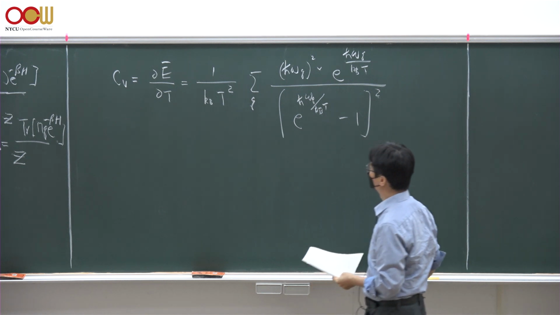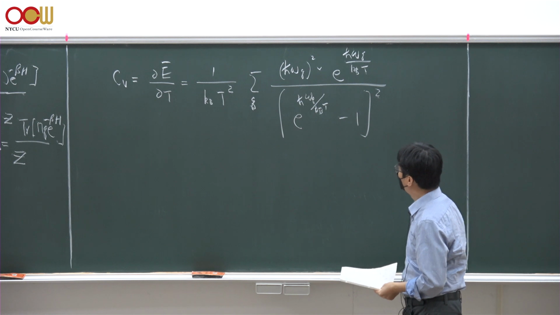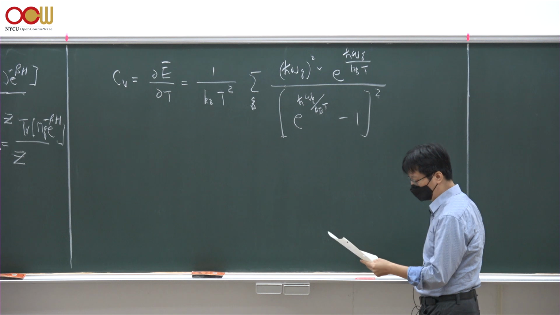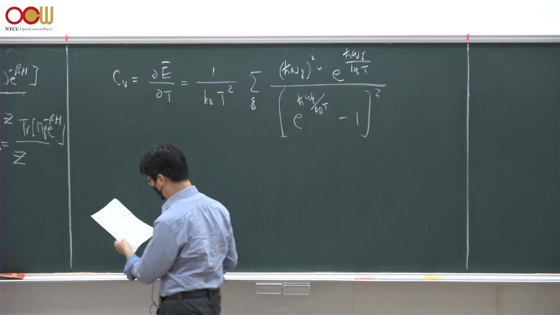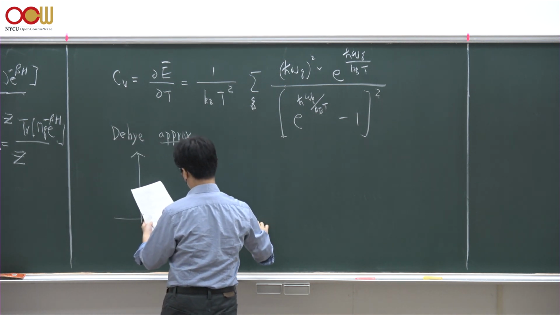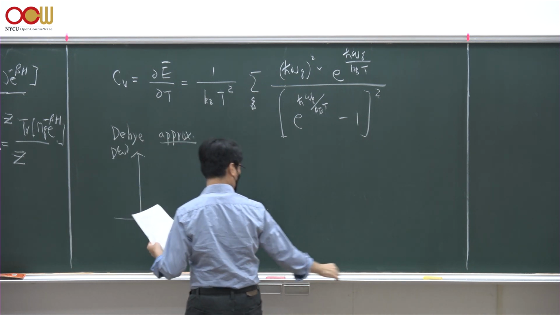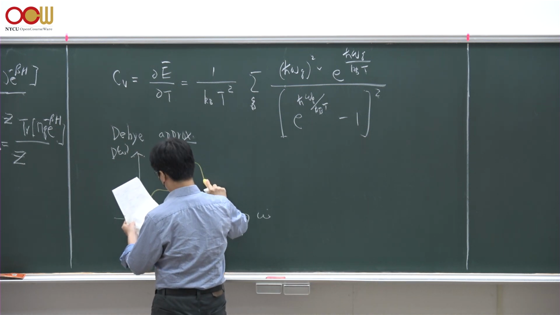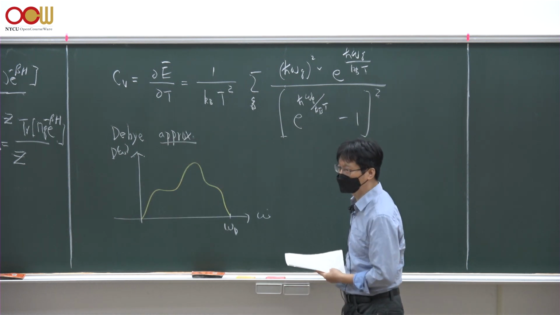So this C_V involves the sum over all possible q with this complicated exponential form coming from the Bose-Einstein factor. So how do we do this summation? Well, here comes the Debye approximation. Debye said that, of course, we don't know exactly what the density of states of the phonon is, but we can make some approximations, because in reality this phonon mode may have such a complicated density of states as a function of omega or energy.